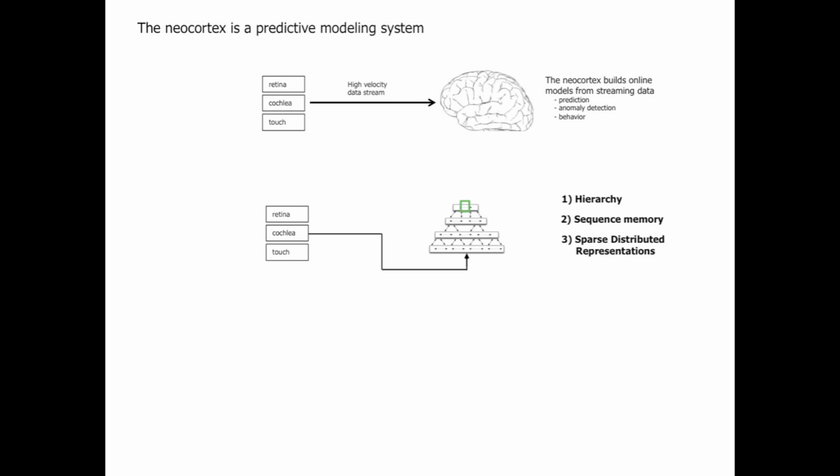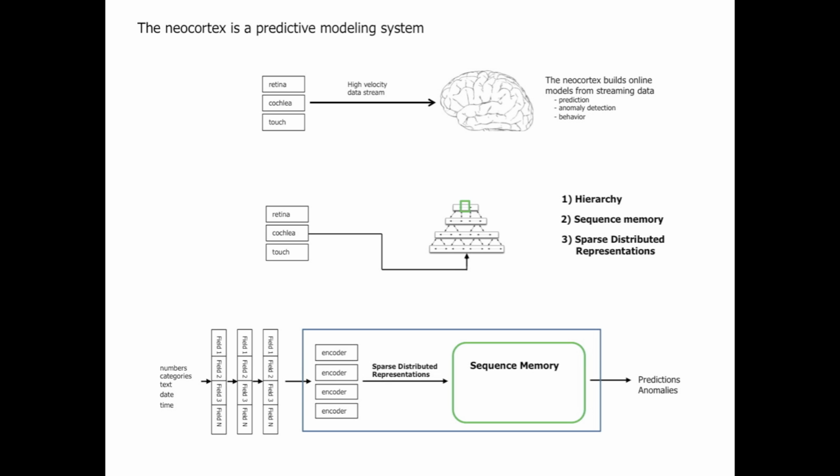So we want to understand how we take a section of the neocortex and build a sequence memory around that using sparse distributed representations. The goal of all this is to build a system that looks like this, where on the left we show streaming data coming in a record at a time, multivariate data, one or more fields. We're going to put them through a set of encoders to turn them into sparse distributed representations. We're going to run those into a sequence memory, and from that we'll be able to make predictions and detect anomalies. So let's now go into our first major topic, which is sparse distributed representations.